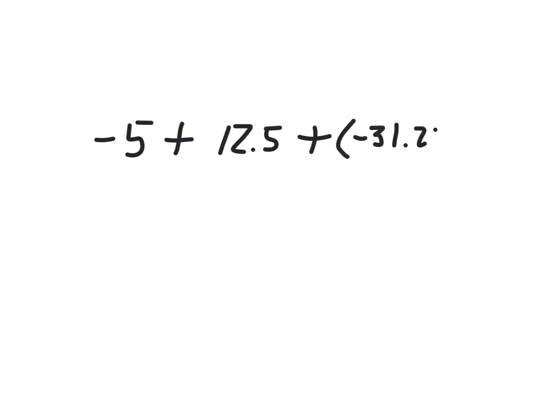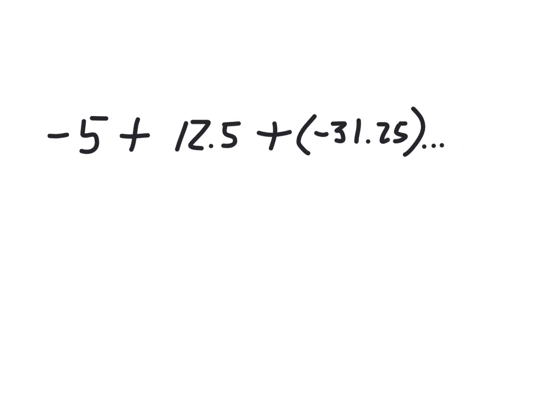Next kind. -5. And they do this weird plus in between the terms. 12.5 plus, well, you can tell it's a sum because they keep putting plus. -31.25, and so on. That means it's going to keep going, so it's not the infinity thing. Now, I haven't even asked you a question yet. Here's the question. S sub 10. That means sum of the first 10 terms.